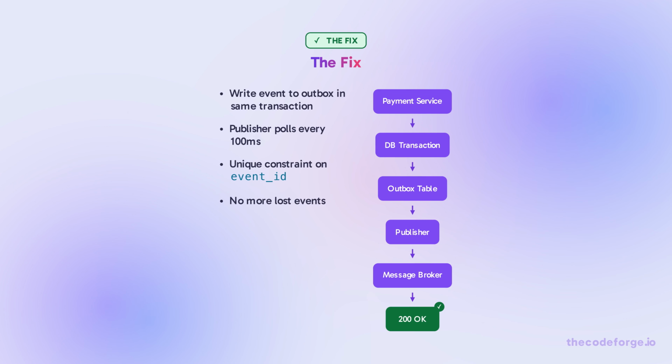The fix was to move to the Transactional Outbox pattern. Write the event to an outbox table in the same DB transaction. A scheduled task polls the outbox every 100 ms and publishes events. We added a unique constraint on event ID to prevent duplicates. Now, even if the publisher crashes, the event is still in the outbox and will be picked up on restart.